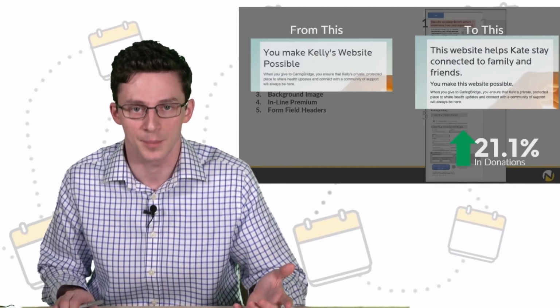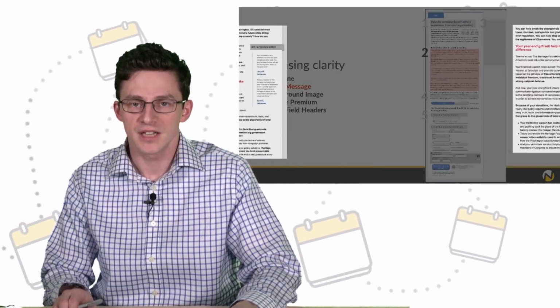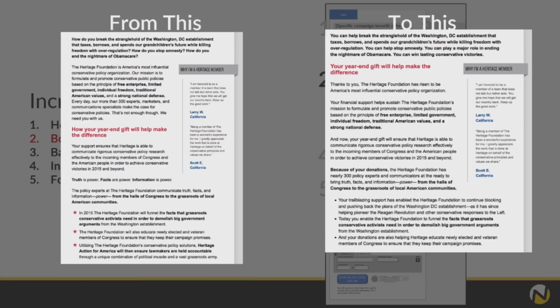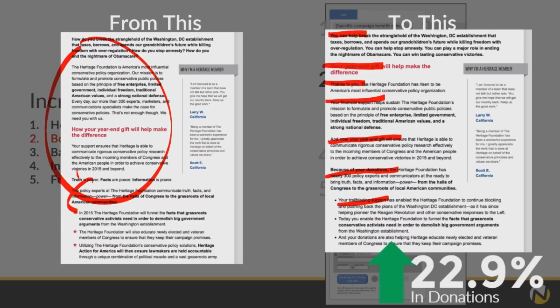But it's not just the headline, even though it's a big opportunity. It's the body message too, right? Take a look. I love this. This is a year-end test, and it's the same subject. They're talking about the same things. The difference is that you can help your year-end gift, thanks to you, your financial support, because of your donations, your trailblazing. It goes on and on. The policy experts here, truth is power, there's not enough of that donor focus. It had an effect, at least on this many people: a 22.9% increase in donations.